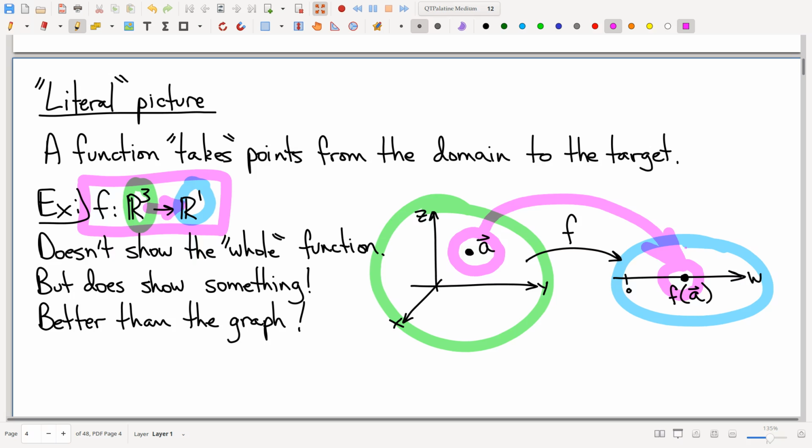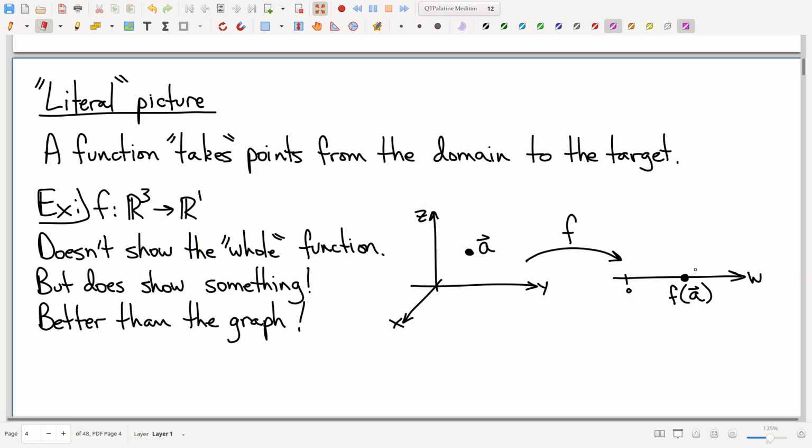Okay, now let's judge this picture. What do we think about this picture? Do we like this picture? My first thought is I don't like it. I think there's something dramatically missing in this picture. Where's the rest of the function? I can only see what's happening at the one point. Shouldn't there be a surface or a curve or something?